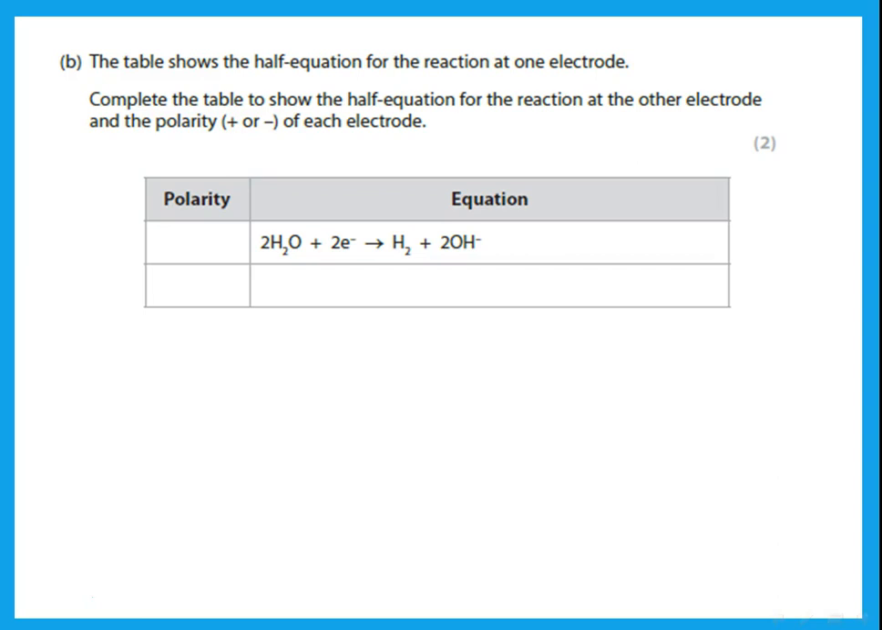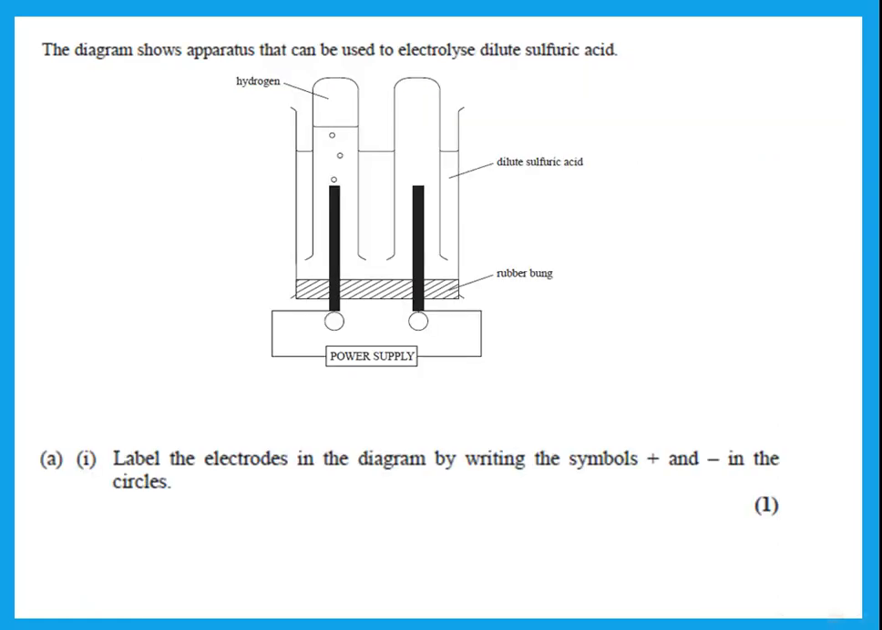The table shows the half equation for the reaction at one electrode. So this is the one where we take electrons. If we take electrons, that means we are at the negative electrode. Remember that gain of electrons happens at the negative, because you go to the negative to take electrons, and then you go to the positive to give it electrons. So the other one would be the positive electrode. Now what happens at the positive electrode? Well, I go back and see. This is something that has chloride, so the chloride will lose electrons and form chlorine gas.